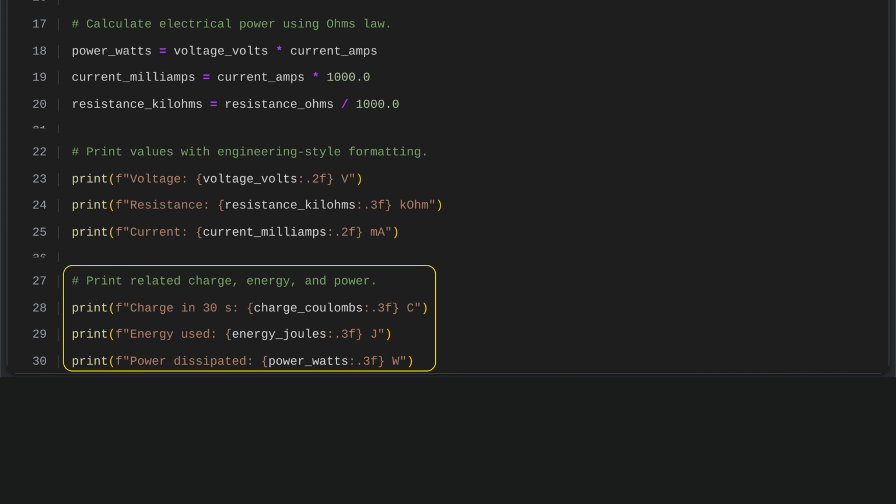The output reports 3 key circuit values, each rounded to 3 decimal places: the charge transferred over 30 seconds in coulombs, the energy used in joules, and the power dissipated in watts. Together, these values give a quick summary of the circuit's electrical behavior.